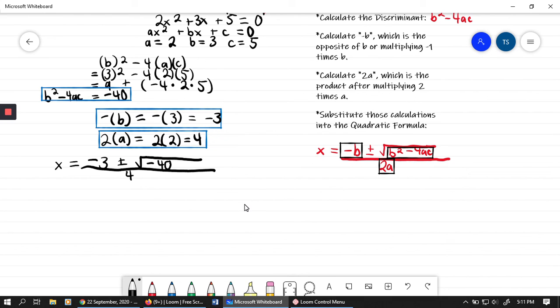The first thing that we know we definitely can simplify is the fact that we've got a square root of a negative number. And remember, anytime you're taking the square root of a negative number, remember what type of solutions you'll have. Because your discriminant is a negative number, negative 40, we are going to have two imaginary solutions. And so we need to rewrite that radical as an imaginary number.